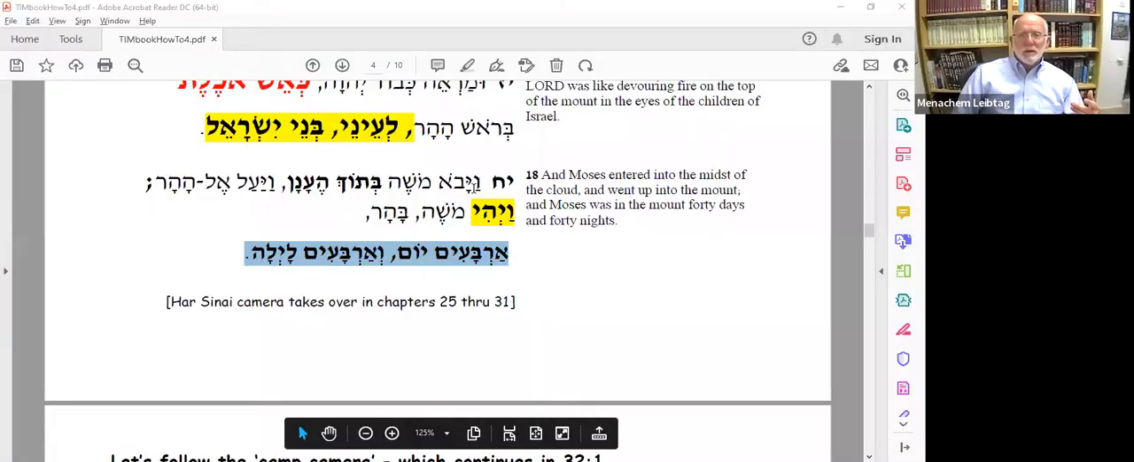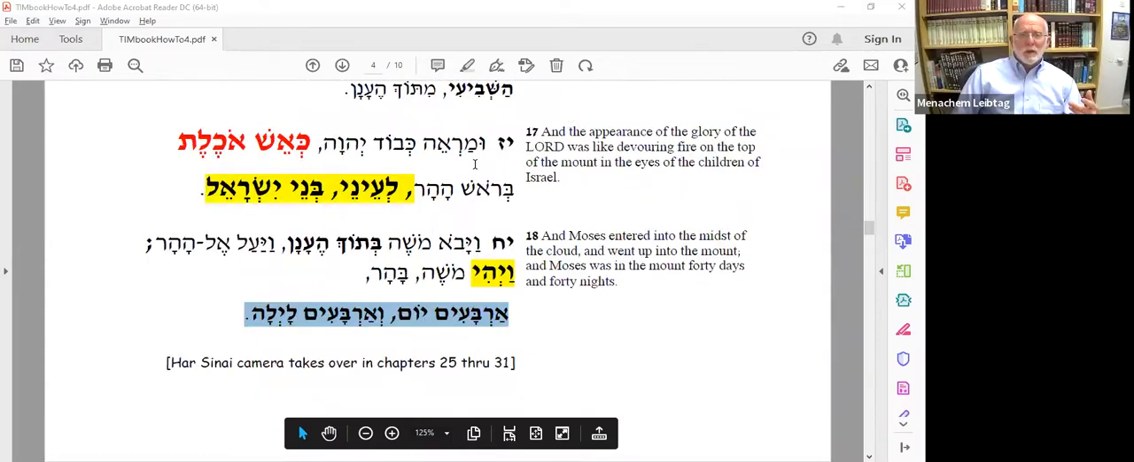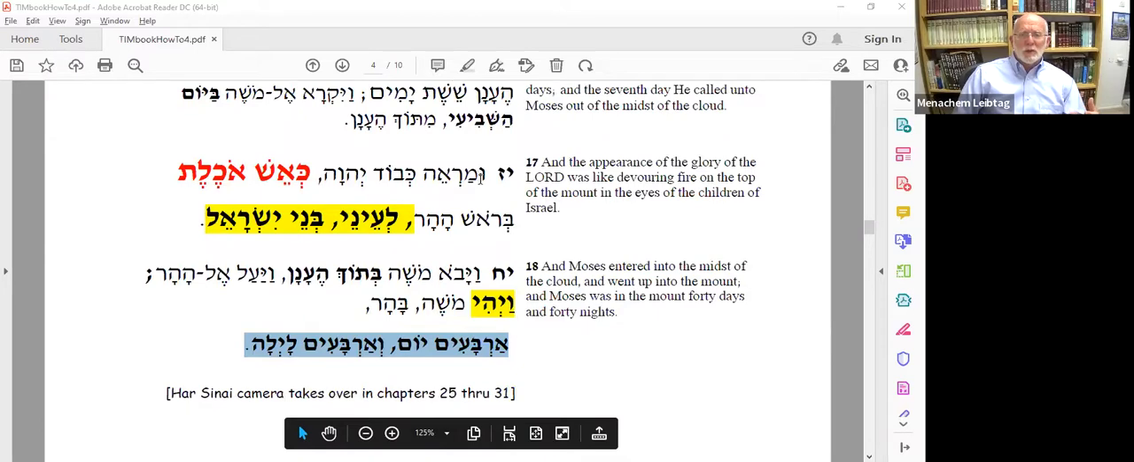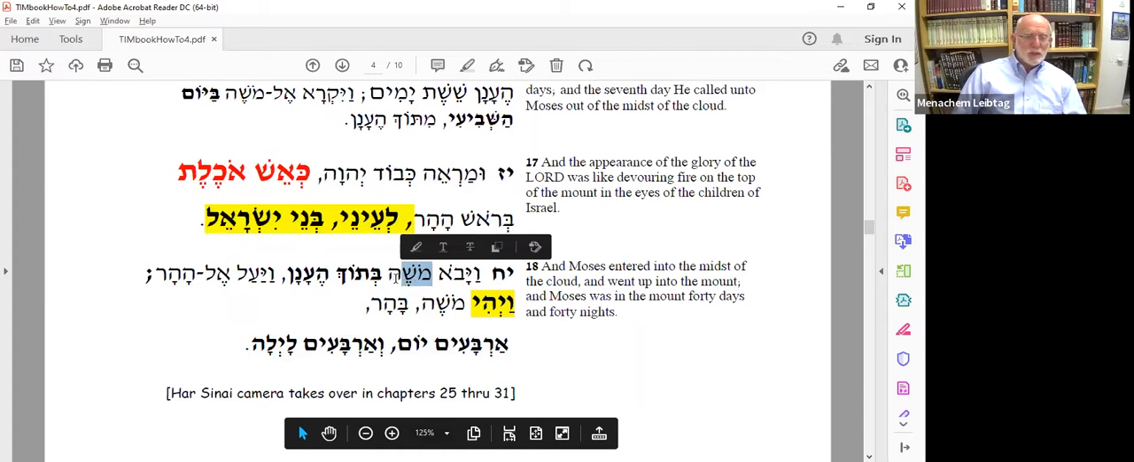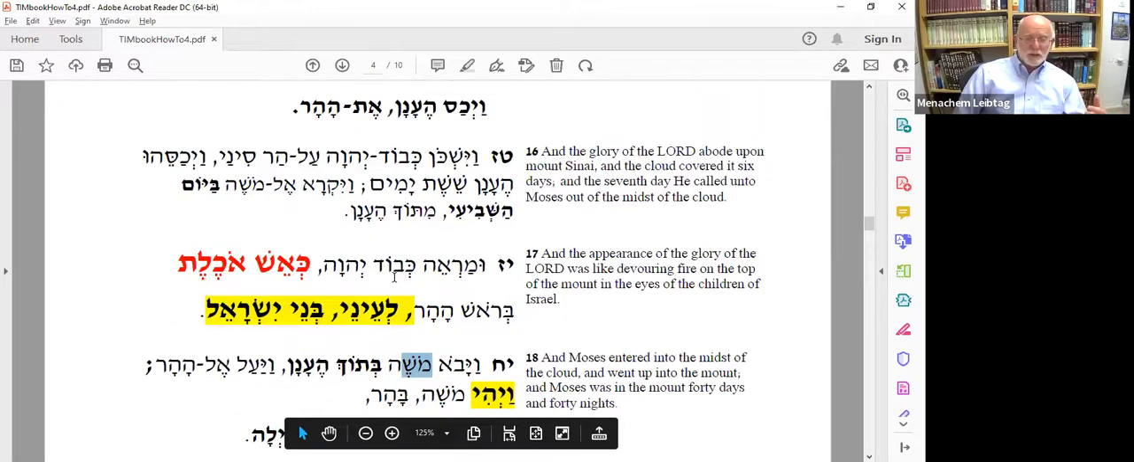What does it say? Moshe goes up the mountain, remember? And the vision of God's glory was like a fire on top of the mountain, in the eyes of all Israel. And Moshe goes into the Anan, and they see Moshe going up, and Moshe leaves them. I don't know if they saw Moshe actually going into the cloud itself, but Moshe says, I'm going up the mountain. I think I understand the question now.